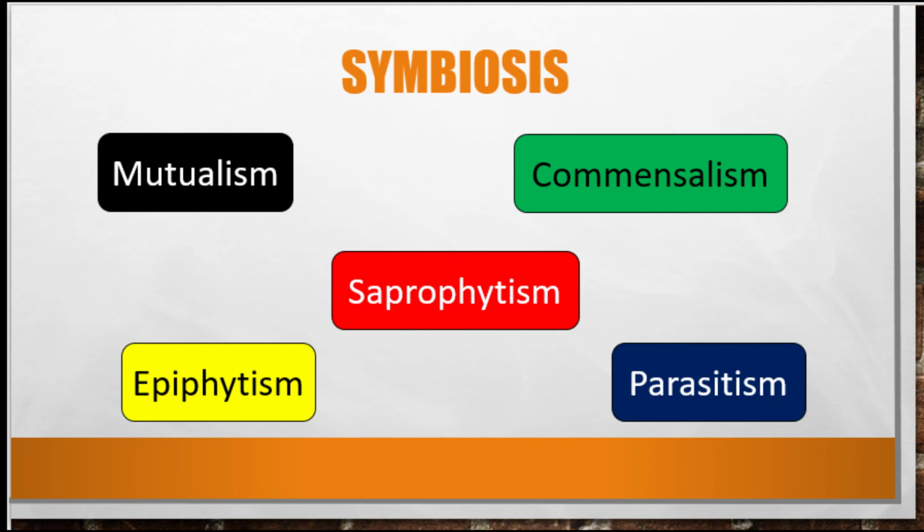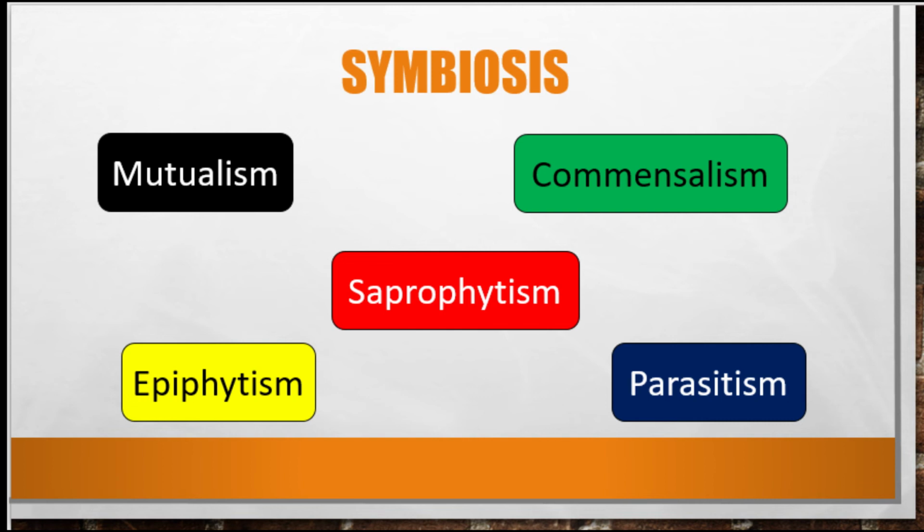So the fish is on the shark. After the shark has fed on scraps of food, this fish feeds on this food. But the shark doesn't eat or feed on the fish. That's what we term as commensalism. So one will benefit but doesn't affect the other.